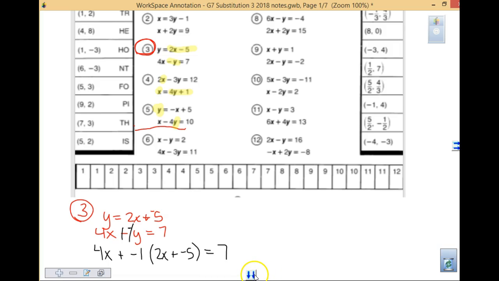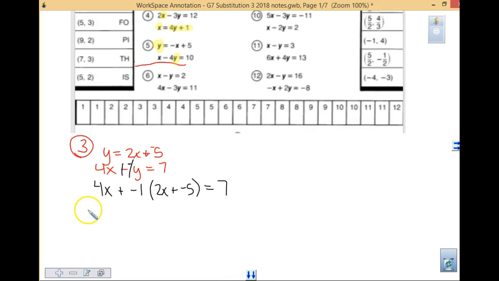So if I'm looking at this, and again, if you didn't have any part of this done, you should be writing this down. So we are now going to distribute as we are looking at that. So we have 4x, and I'm going to distribute the negative 1.